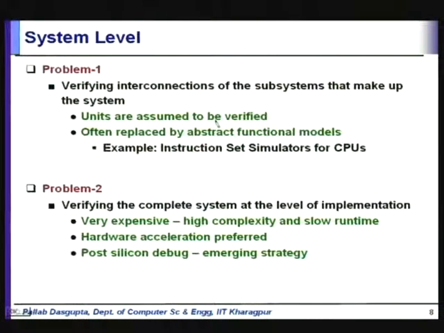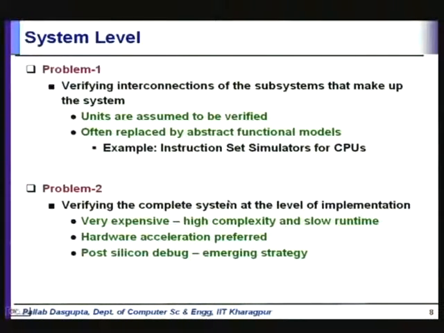What do we verify at the system level? We verify the problem of interconnecting the subsystems that make up the system. So, have we connected the things correctly? Now, to do that, rather than taking the actual RTL of the units, you can replace the units by their functional models or behavioral models, and then check the interconnections at the top level using the behavioral model. This is becoming an increasingly popular practice.